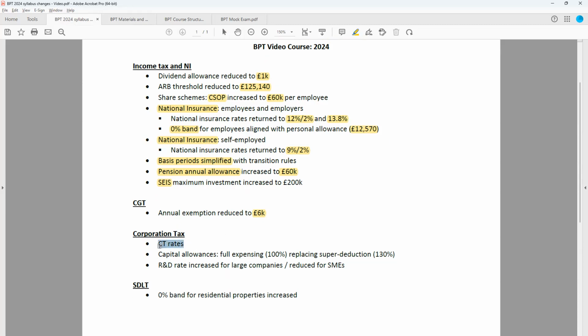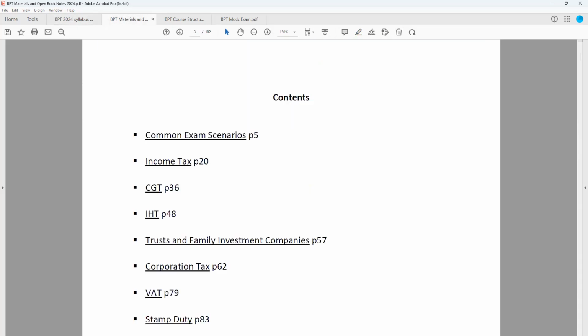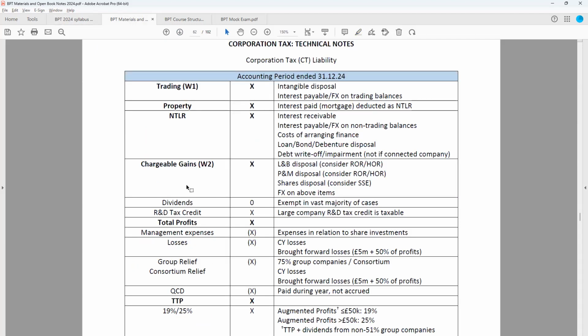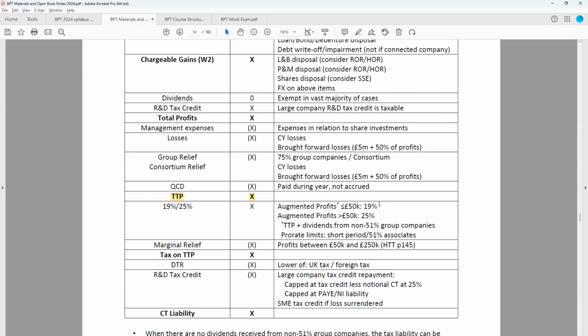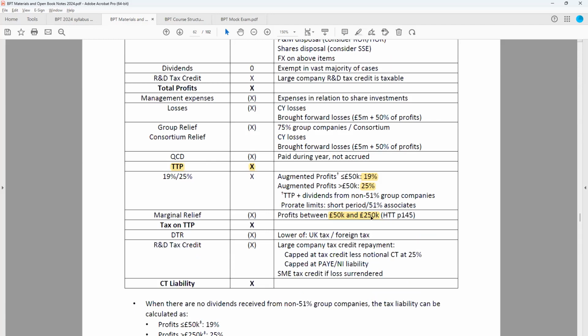Probably the area of most significant change is around corporation tax rates. So this isn't strictly new for 2024, because this has been in the BPT syllabus for a few years, because this change has been upcoming. But when we're taxing a company's profits, the rate of tax is going to depend on the profits in the company. So small companies, 19%. The main rate, so larger companies, 25%. However, when you've got profits falling between these two amounts, and that's reduced by the number of group companies, profits falling between these two amounts get marginal relief.